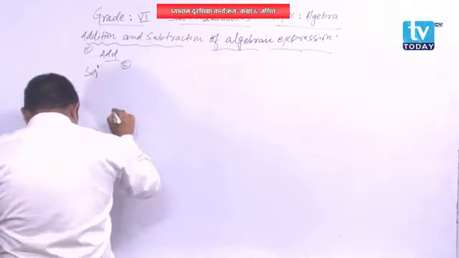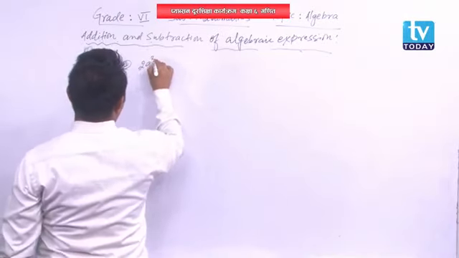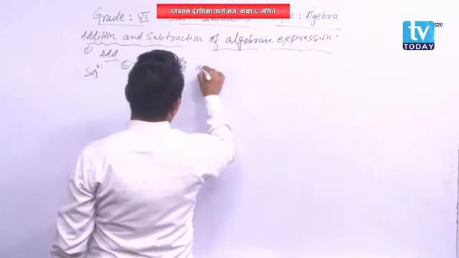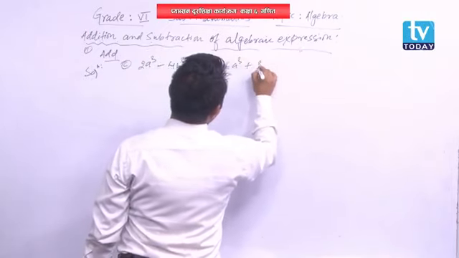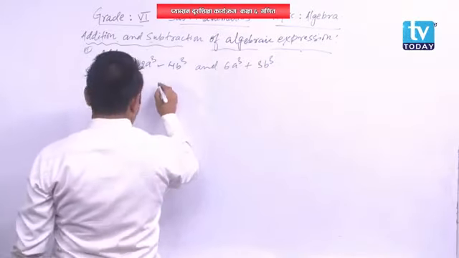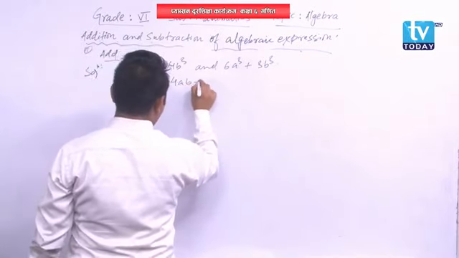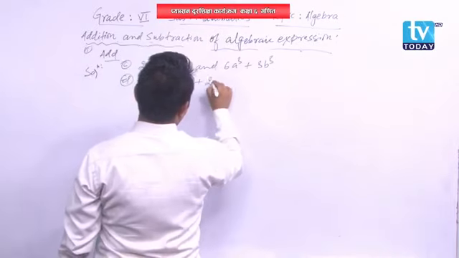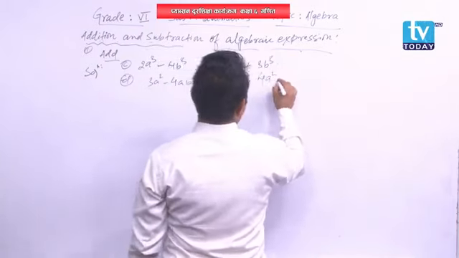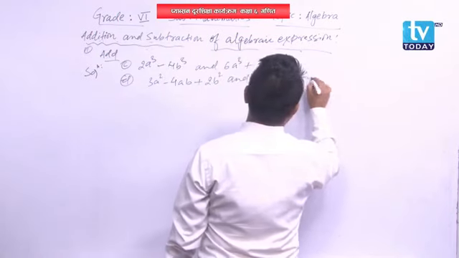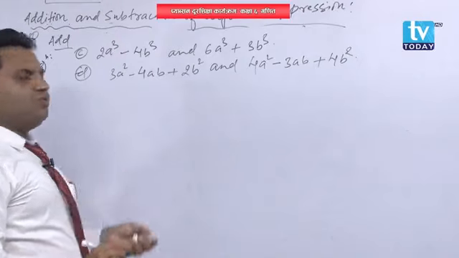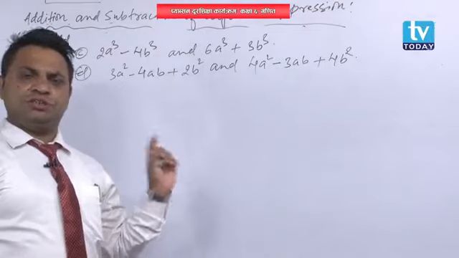Number C, 2a cube minus 4b cube and 6a cube plus 3b cube. Number D, 3a square minus 4ab plus 2b square and 4a square minus 3ab plus 4b square. Now I am leaving these two questions for you as home assignment. Please do this. Is that clear?